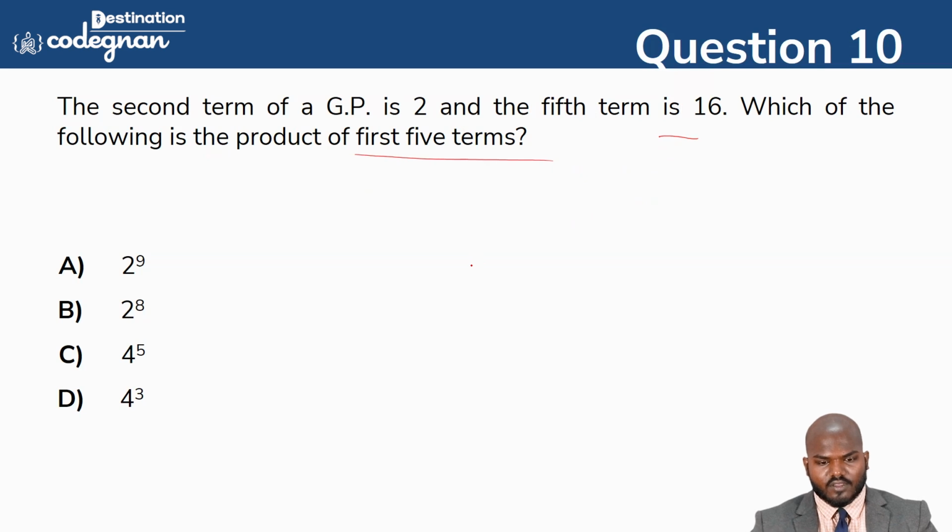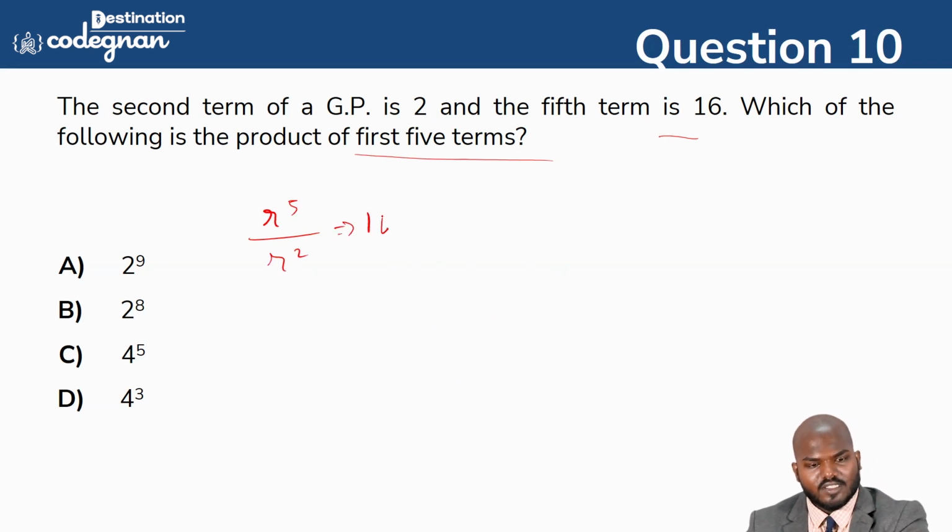The second term of the GP is 2 and the fifth term is 16. So which of the following is the product of the first 5 terms? Here we can say the ratio of the fifth term to the second term. I'm writing it in shortcut form, you don't need to write it directly. The fifth term over the second term will give the value 16 over 2.